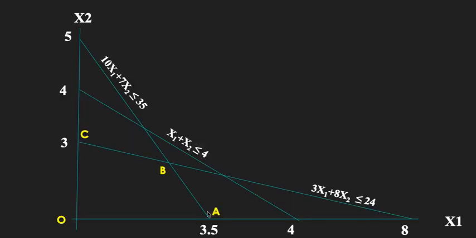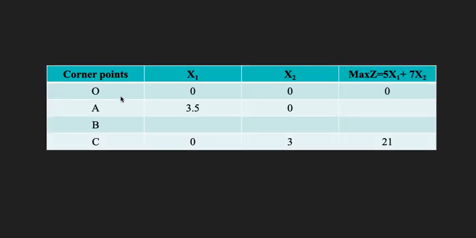Now we go to point A and point B. At point A, x1 is 3.5 and x2 is 0. So at A, x1 is 3.5 and x2 is 0, and in max z we put 5 into 3.5 plus 7 into 0. 3.5 into 5 is 17.5. So we write down max z is equal to 17.5.